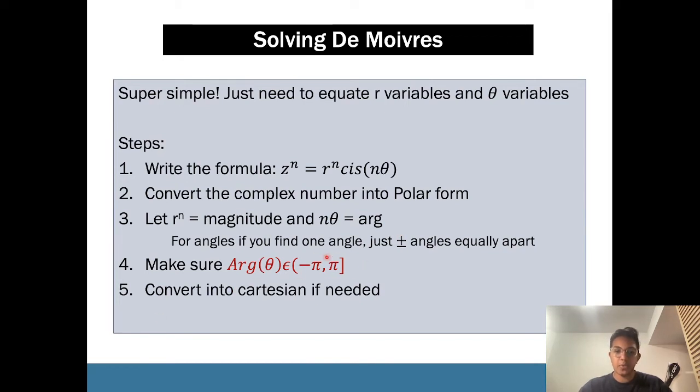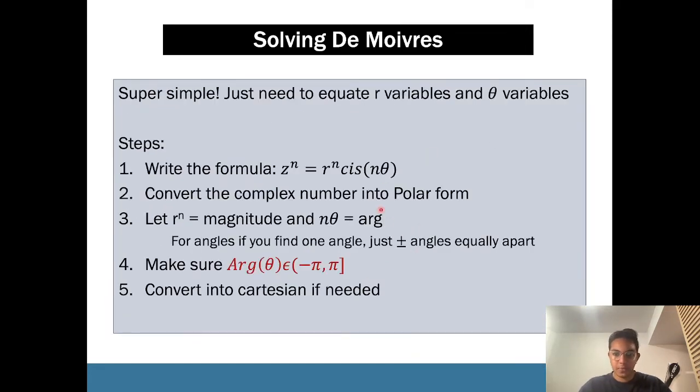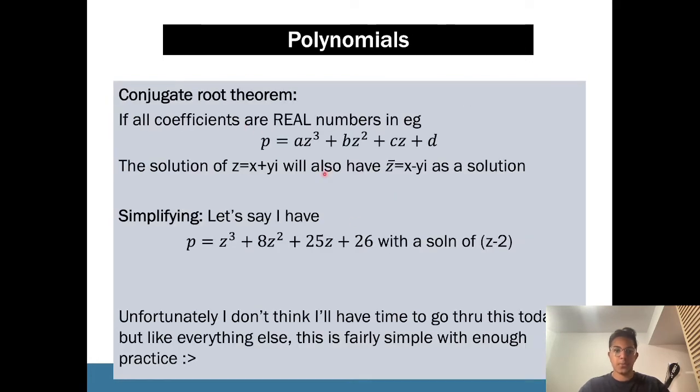So when we find our angles, just find one angle and then use the 2 pi bit, or 2 pi n, to add angles equally apart. Cool. So always make sure that your domain is met, so negative pi to pi inclusive. And then at the end, convert to Cartesian if you need to. Okay. So I think we have a practice question with De Moivre's soon.